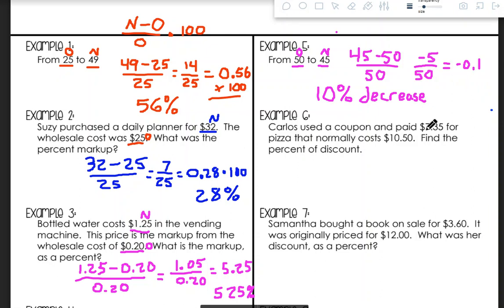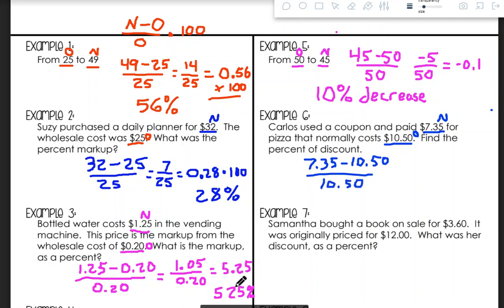Carlos used a coupon and paid $7.35 for the pizza that normally costs $10.50. Find the percent discount. Okay, so the old price is just $10.50. The new price is just $7.35 because you used a coupon. It was originally this, now it's this. All right, so new 7.35 minus old of 10.50 divided by old, divided by 10.50.